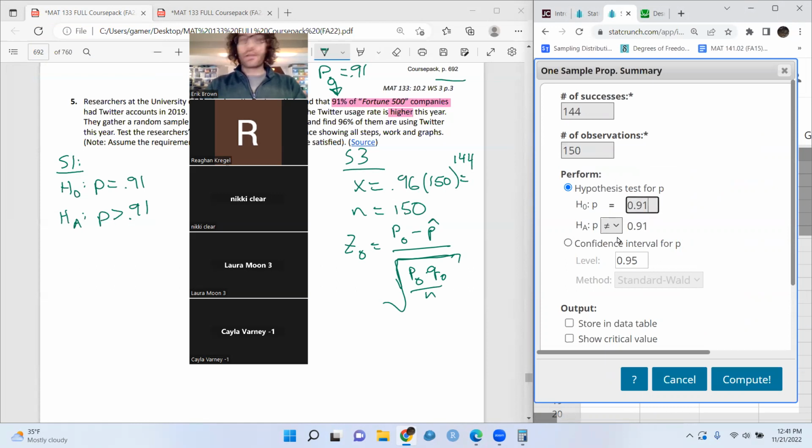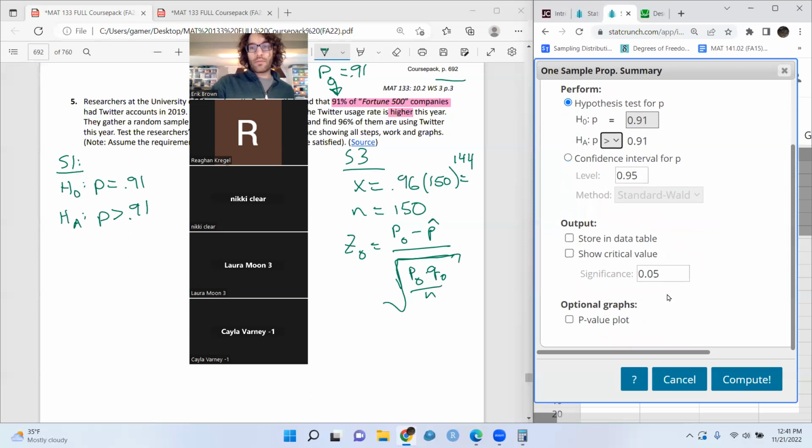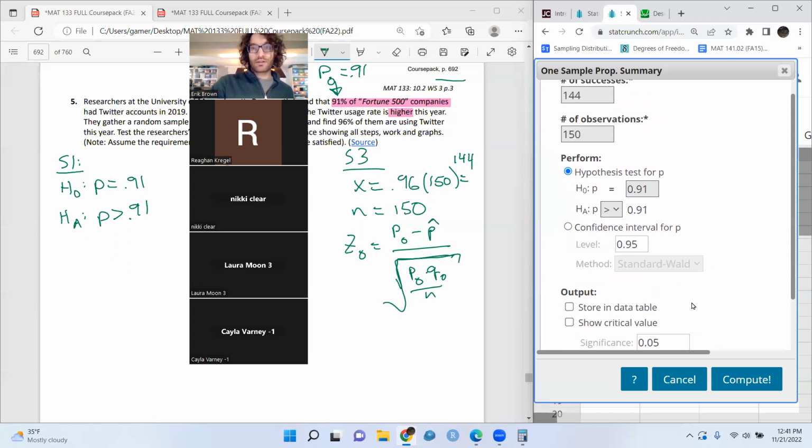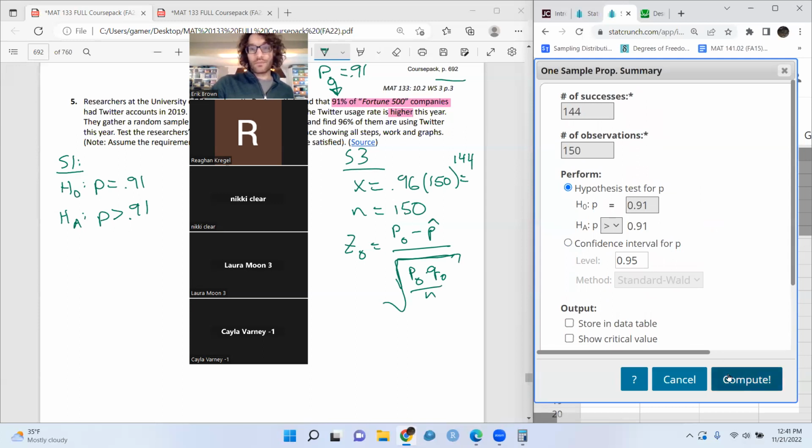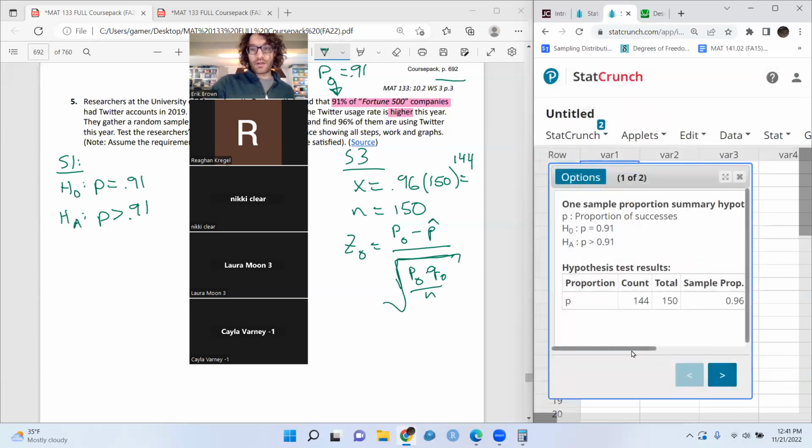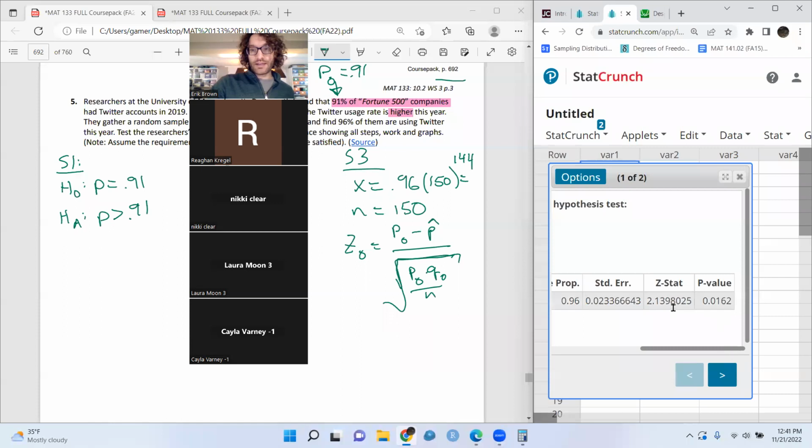And then, I'm sorry, the P naught is the 0.91, and then you had to change this to a greater than symbol. Remember I said you don't have to do this, but it might be helpful to select a p-value plot so you can see the graph. For step 4, compute, and the result we wanted from here is this z-stat.